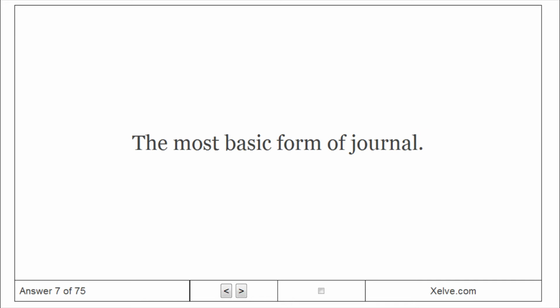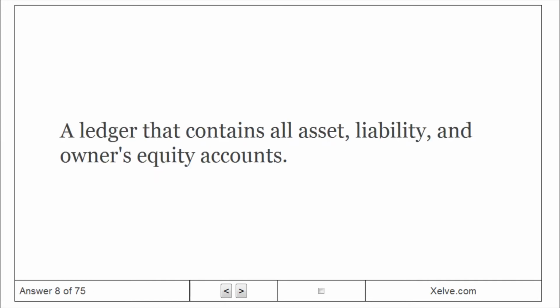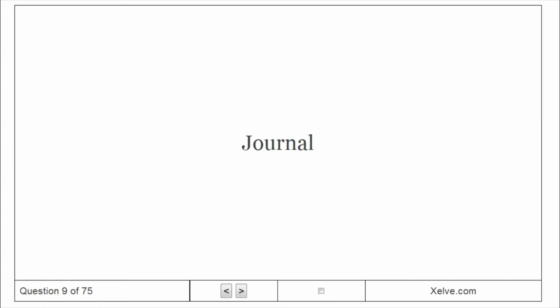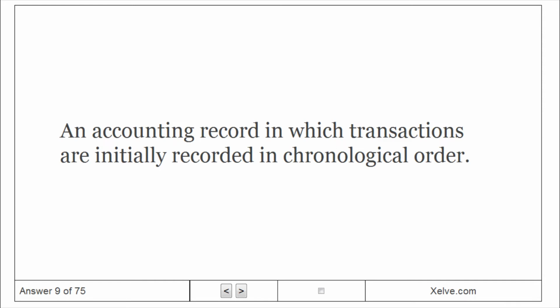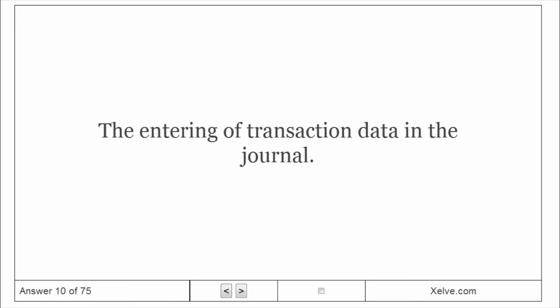General journal. The most basic form of journal. General ledger. A ledger that contains all asset, liability, and owner's equity accounts. Journal. An accounting record in which transactions are initially recorded in chronological order. Journalizing. The entering of transaction data in the journal.